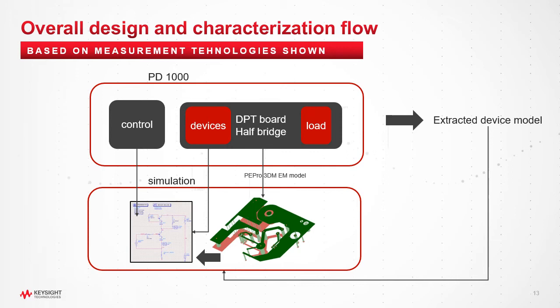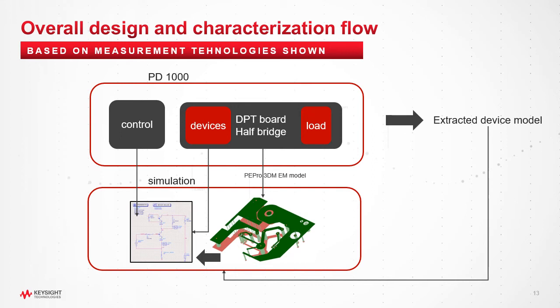This board itself, the double pulse test board here for the half bridge, was extracted with the 3D EM model generator having an S parameter set, which we then put into the simulation. And so we can really consider these effects as well, modeling the control. So this is clear, the gate driver basically, and then this extracted device model we can then feed back to the simulation, to the transistor models, as well as we do with the extracted board model.